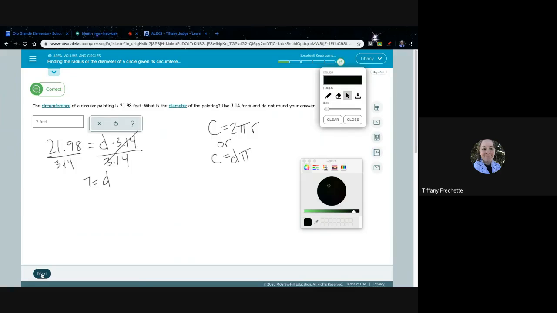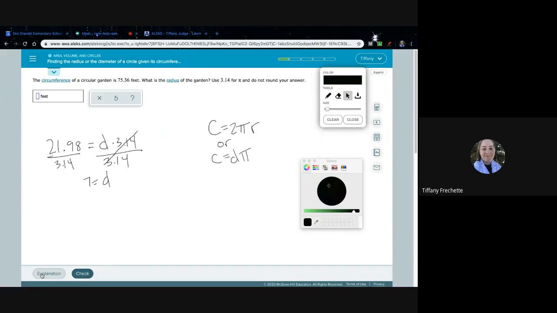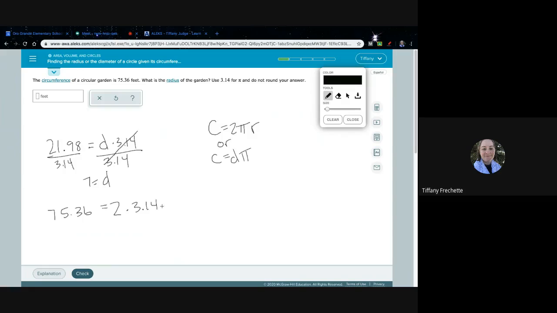Perfect. All right, next. I'm going to leave this, because if I clear it too many times, I'm going to lose my formulas here, and I want to leave these formulas here. All right, so this one tells us the circumference of a circular garden is 75.36 feet. So we already know the circumference, and it wants to know what the radius of the garden is. So we're going to use our circumference formula with radius in it: 2 times 3.14 times r, because we don't know what r is.